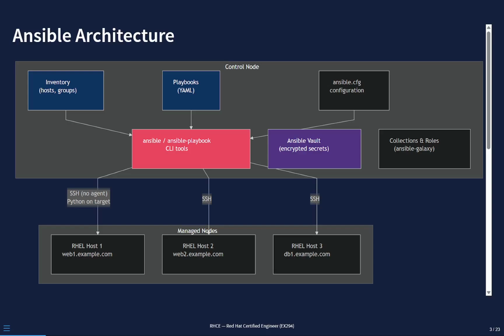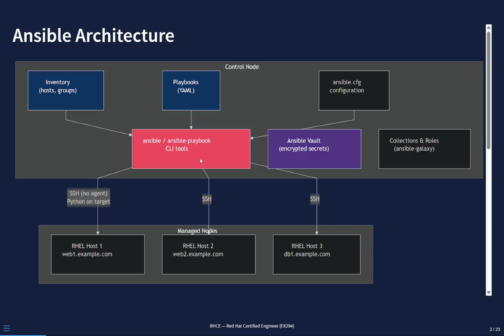This architecture diagram shows the complete picture. There is a control node, the machine where Ansible is installed, and where you run your playbooks. Inside the control node, you have the CLI tools, ansible and ansible-playbook. You have your inventory that defines the managed hosts. Your playbooks written in YAML. The ansible.cfg configuration file. Ansible Vault for encrypted secrets. And your collections and roles installed via Ansible Galaxy.